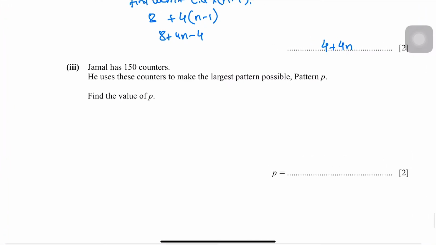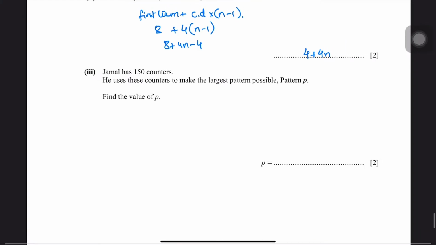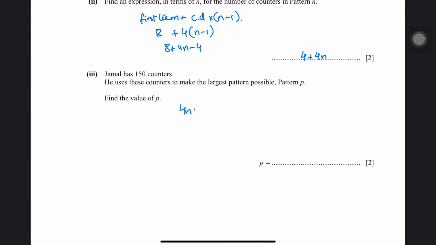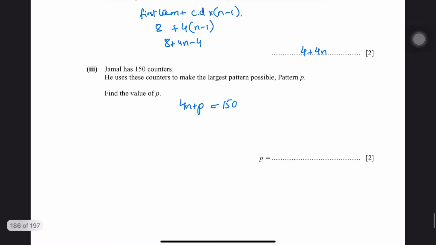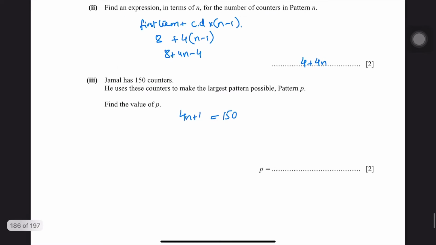Jamal has 150 counters. He uses counters to make the largest pattern possible, pattern P. Find the value of P. So let's try to say that this is equal to 150. It's 4n plus 1, 4n equals 146. And then 146 divided by 4 gives me 36.5. But I can't make the 36.5th pattern, I can just make 36 patterns out of it.